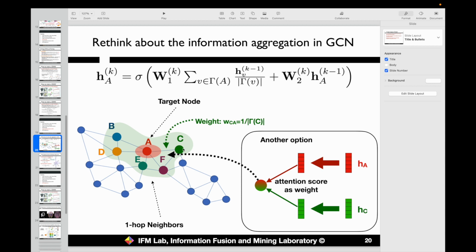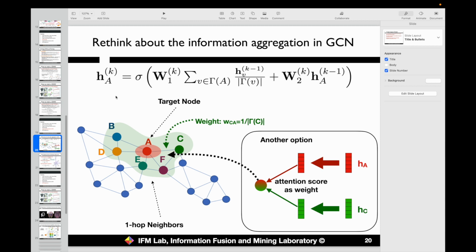If so, then this fixed weight 1 over gamma C will not work anymore, right? Because this one is fixed forever. We want the model to have some flexibility for adjusting the weights in the integration. Therefore, we need to introduce another mechanism for computing the weights in the integration instead. Then how can we compute these weights dynamically, or adjust the weights according to the representations of different layers?